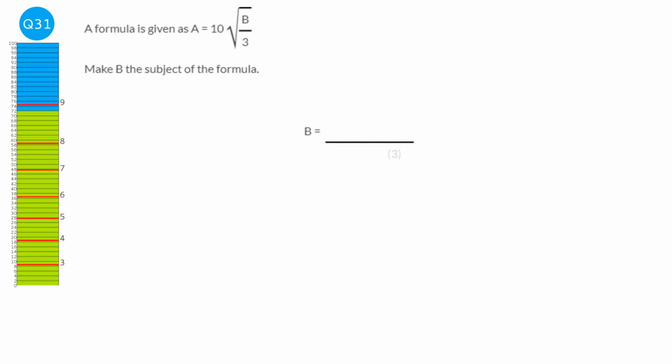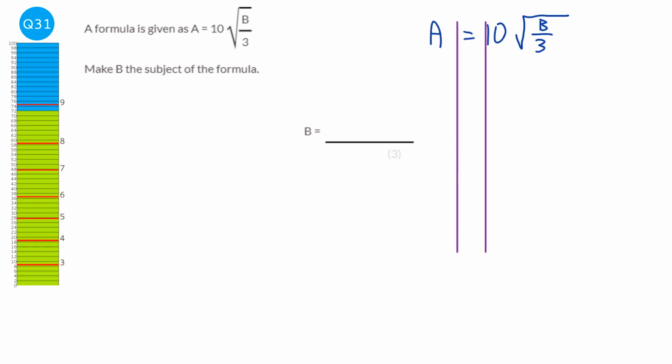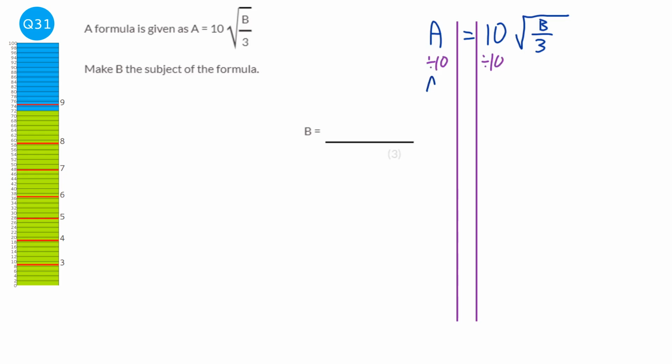So we're going to start off just by copying down the same equation. And we're asked to make b the subject. So we're going to put our solving lines in. So the first thing we need to do is get rid of this 10 here. So we're going to divide both sides by 10. And that will mean we have a fraction here, a over 10. And we've got the square root b over 3.